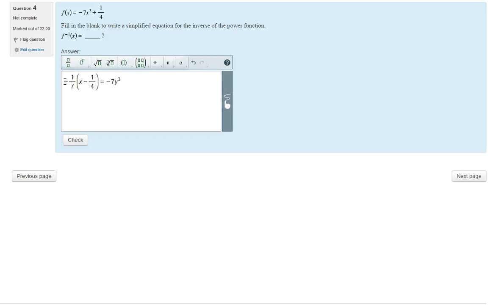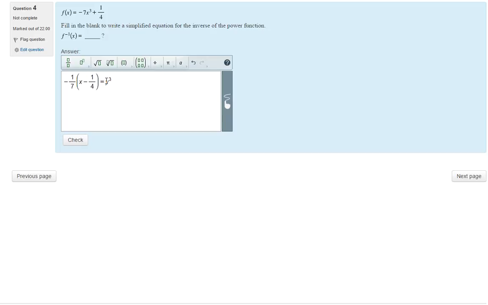Realize that's the same thing as 1 over -7, but we never want to leave the negative sign in the denominator. We'd either want to put it out in front of the fraction or put it in the numerator. So multiplying each side by -1/7, which we can also think of as just multiplying by the reciprocal of -7, gets the y cubed by itself.